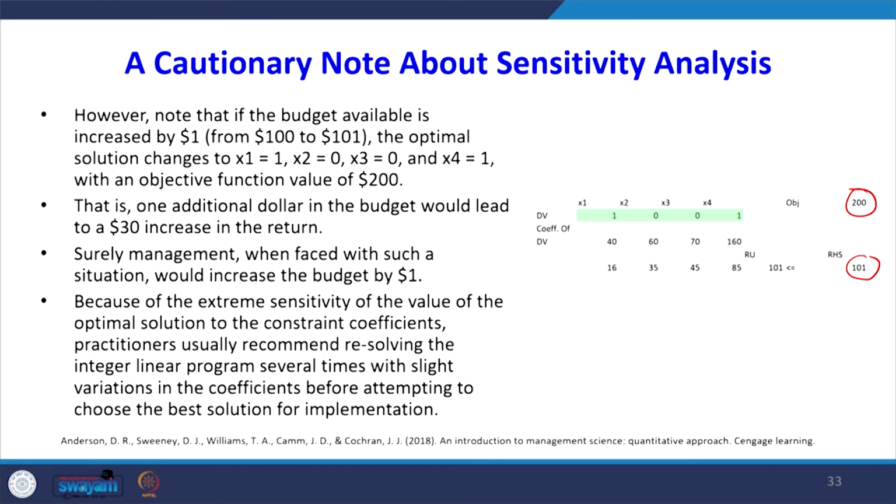because there is a huge increase in the return. Because of the extreme sensitivity of the value of the optimal solution to the constraint coefficients, practitioners usually recommend resolving the integer linear program several times with slight variations in the coefficients of the objective function and the right hand side value before attempting to choose the best solution for implementation.